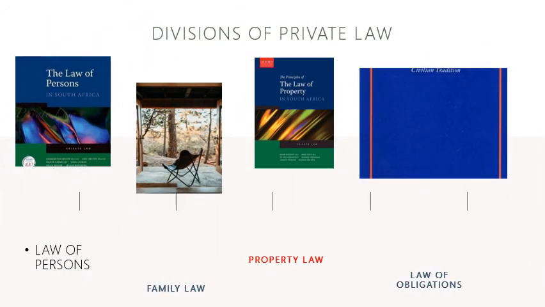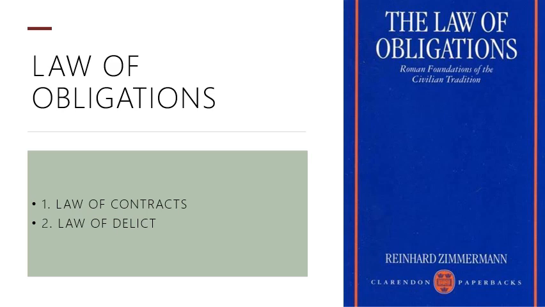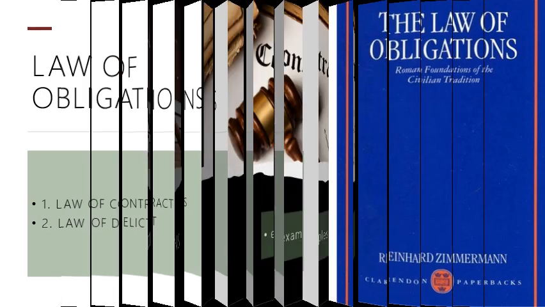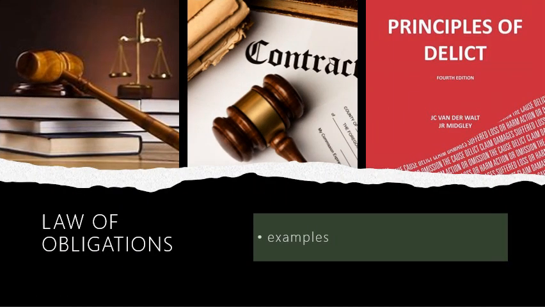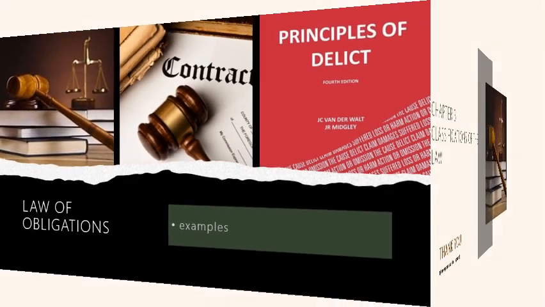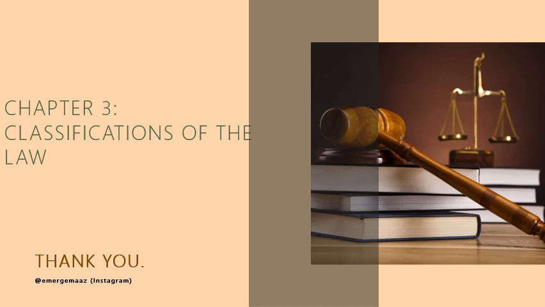Now, the divisions of private law come in. We are looking at the law of persons, a person's legal standing in law. We are looking at family law and property law, straightforward stuff, with family law regulating family relations. And then we have the law of obligations, subdivided into contract law and the law of delict, the obligations that parties give each other or that are imposed in terms of the law of delict. In the law of obligations, we have the law of contracts and the law of delict, as in the textbooks. These are the classifications of the law.